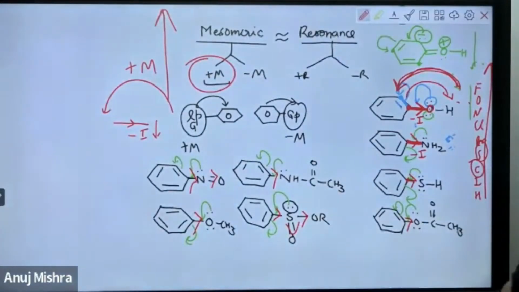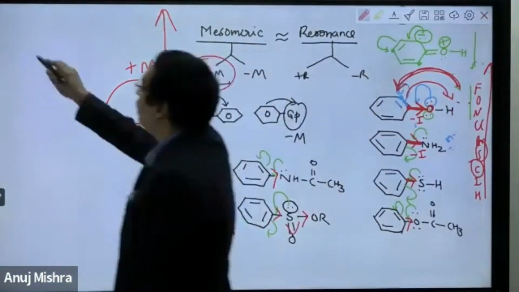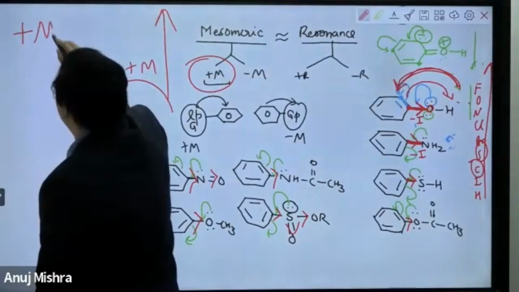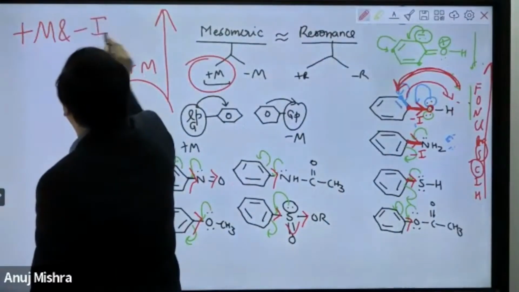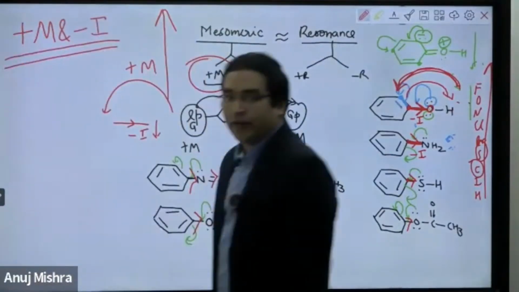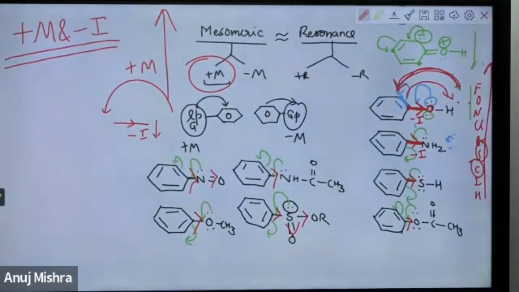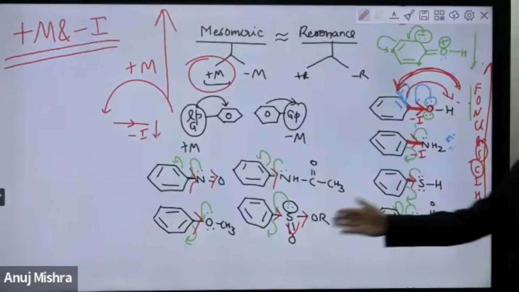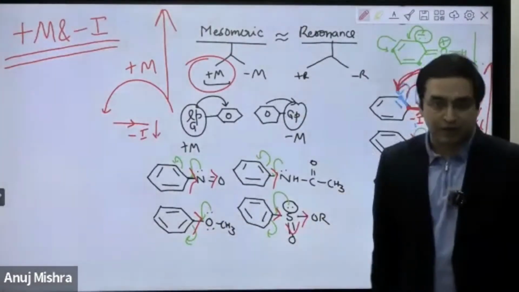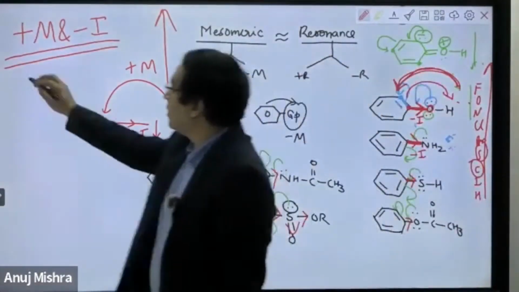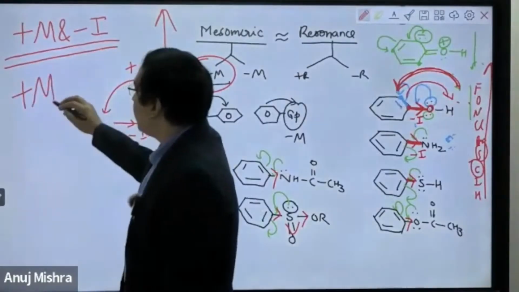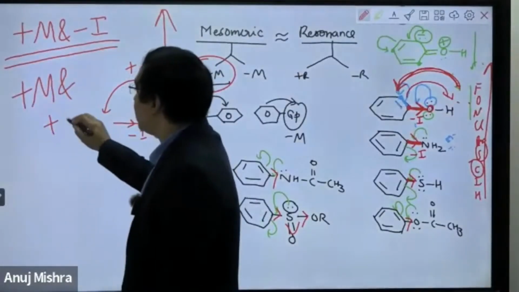Inductive effect is clear. So can you give me an example of a group which is having plus M and minus I? What will be your answer? Akshay, what will be an example? Can we say OH, NH2, SH, everybody is doing plus M and minus I. But if I ask a question, Chinmay, give me a group which is plus M and plus I.